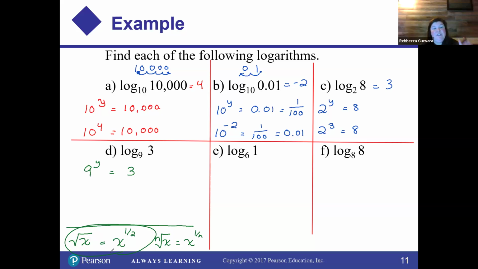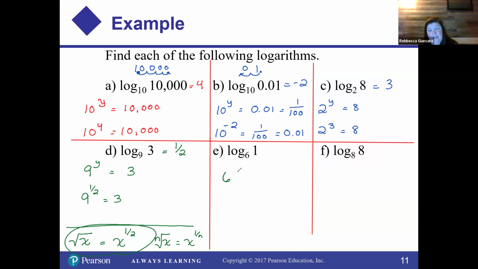So what we could do here is notice that 3 is just the square root of 9. If I'm trying to figure out what power to use to do a square root, I can use a power of 1/2, and that would give me 3. So 9 to the power 1/2, which is a square root, gives me 3, meaning log base 9 of 3 is just 1/2.